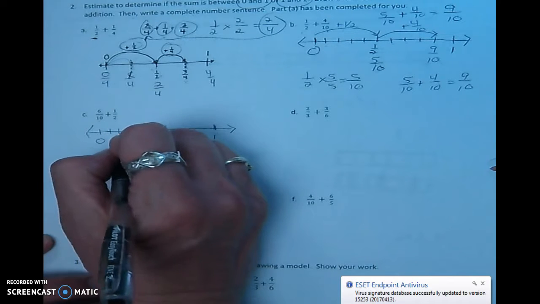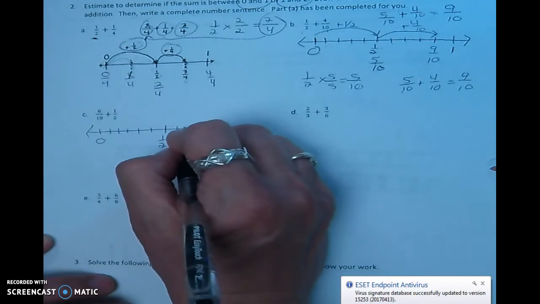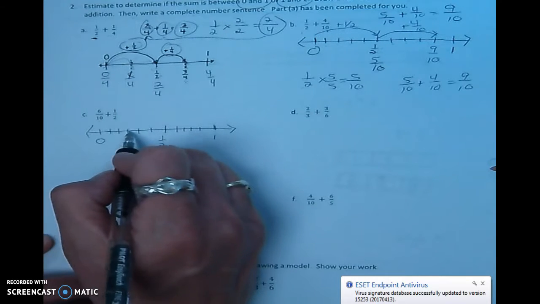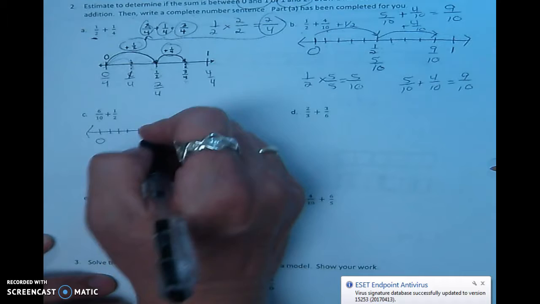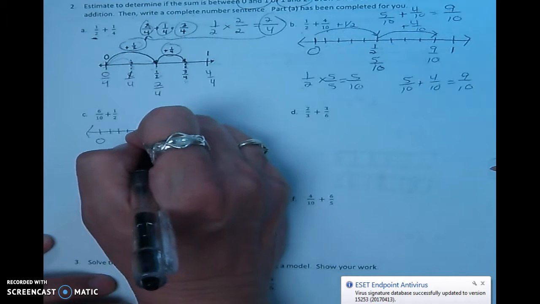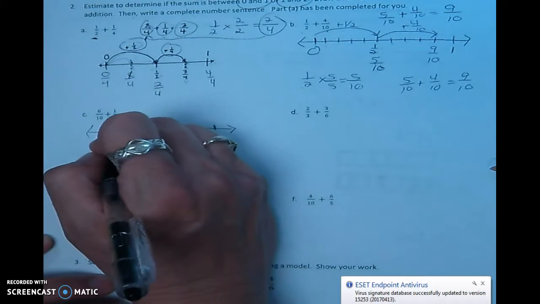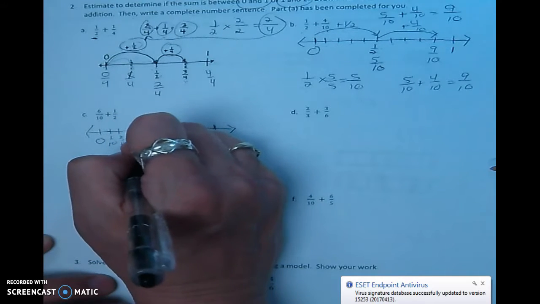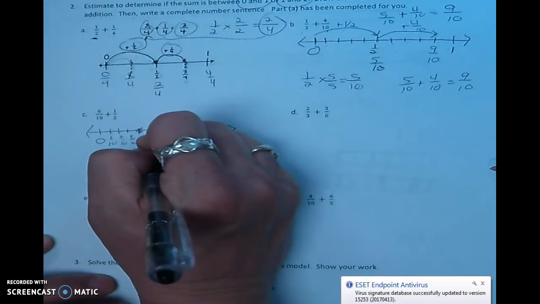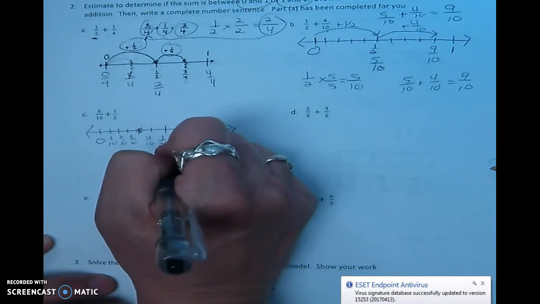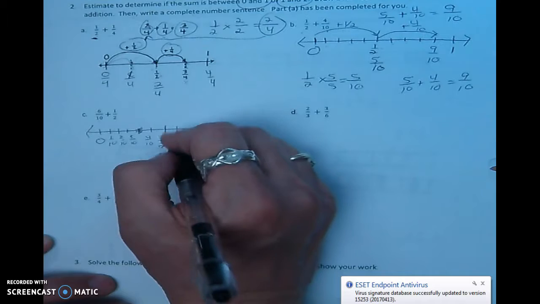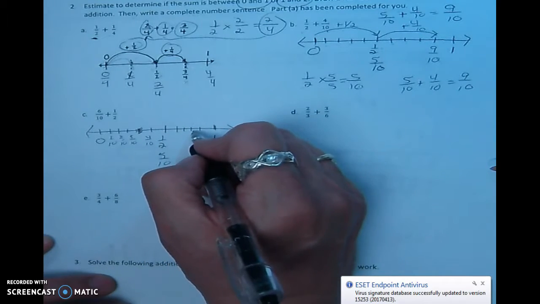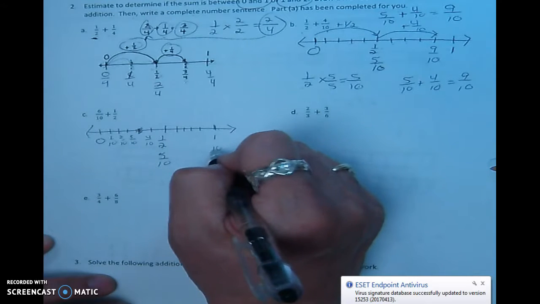1, 2, 3, 4, 5. 1, 2, 3, 4. 1, 2, 3, 4. Uh-oh. Too many. Okay, we're going to take 1 out. So we have 1/10, 2/10, 3/10, 4/10, and 1/2 is the same as 5/10. Okay. 6, 7, 8, 9, 10/10.